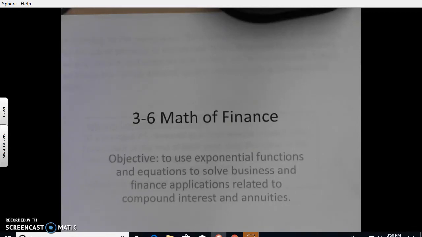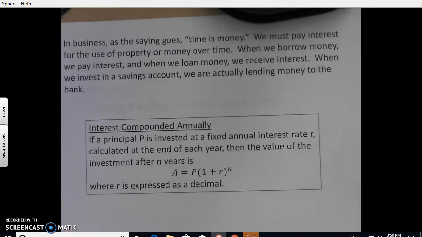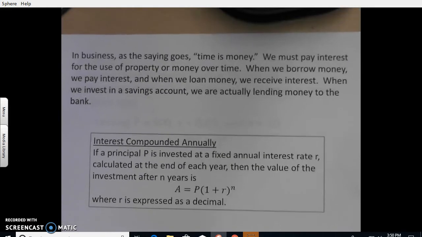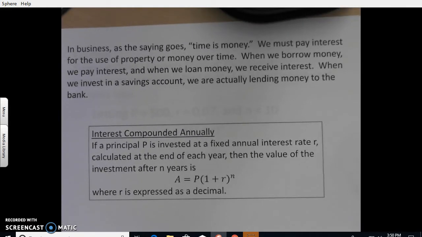Hey guys, today we're going to do 3-6 math of finance, and we will be able to use exponential functions and equations to solve business and finance applications related to compound interest and annuities. So, in business, as the saying goes, time is money, so we must pay interest for the use of property or money over time. When we borrow money, we pay interest, and when we loan money, we receive interest. When we invest in a savings account, we are actually lending money to the bank, and we receive interest.